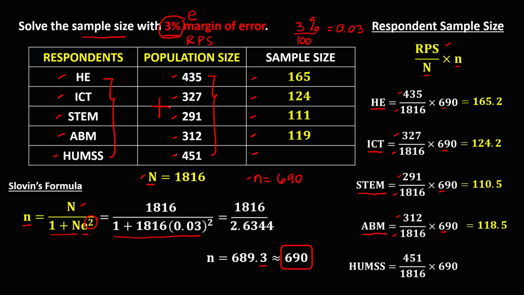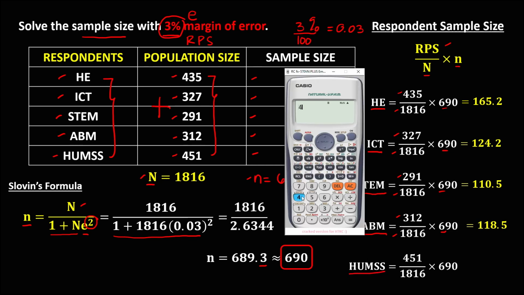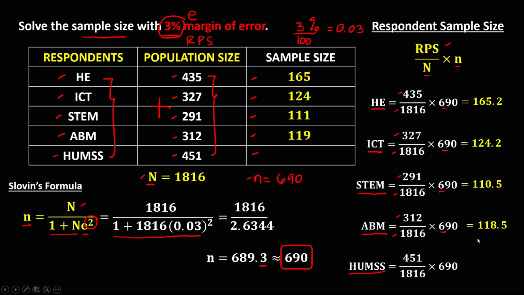So we have 451 divided by 1816 times 690. So to find out the sample size for this respondent, we have 451 divided by 1816, then times the 690. So this is equal to 171.3, or this is equal to 171. Now take note, adding this sample size.